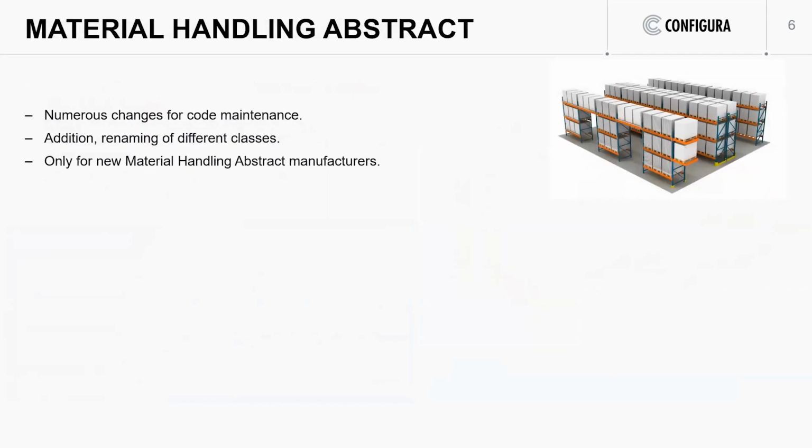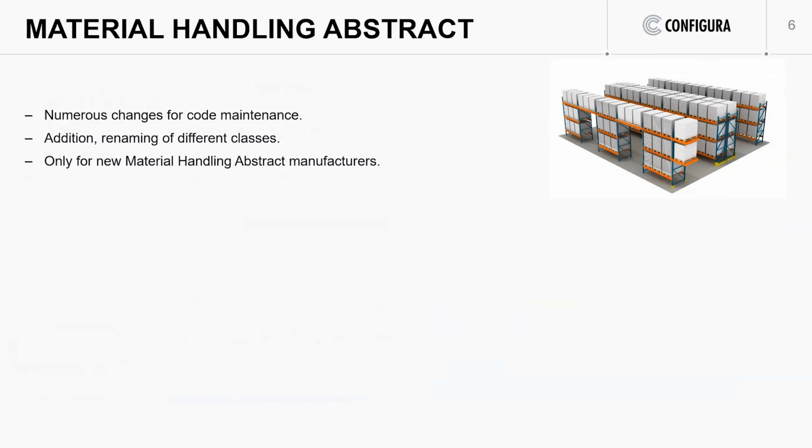Moving on, we have material handling abstract. In CT 14.0, there has been a lot of changes for code maintenance. It is mainly for code maintenance. With that, there's a lot of renaming of different classes to the engine and also behavior.